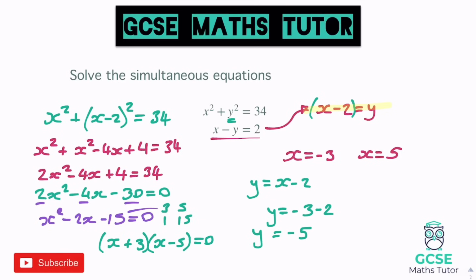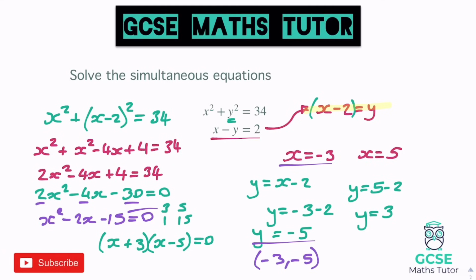And for the one on the right there, we've got y equals, let's get it the right way around this time, 5 take away 2, x minus 2. And 5 take away 2 is 3, so y equals 3. And there we go, we have our two solutions. We've got when x is minus 3, y equals negative 5, which again we can write as a coordinate, minus 3, minus 5 if we need to.